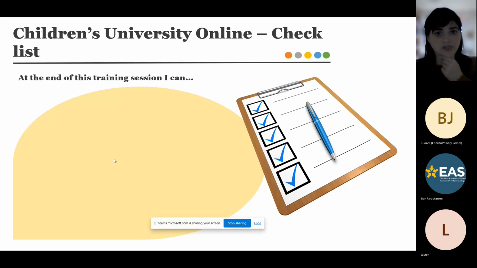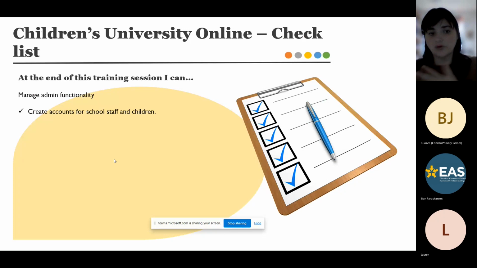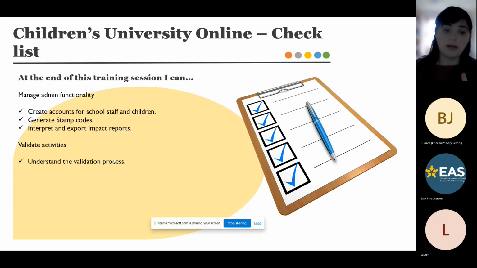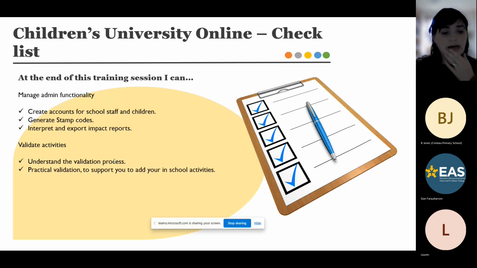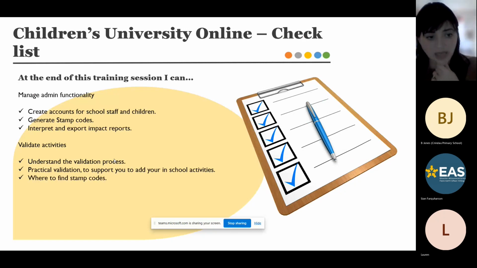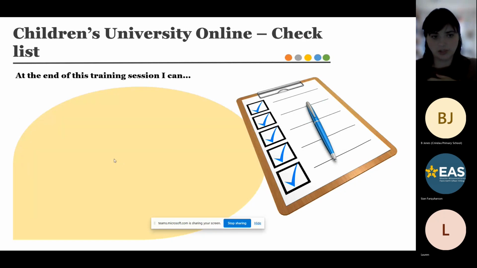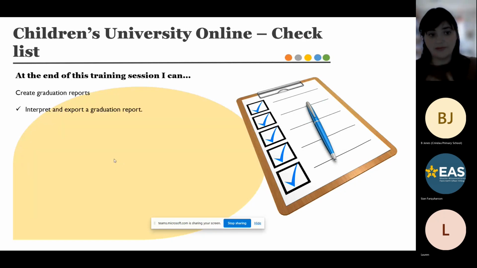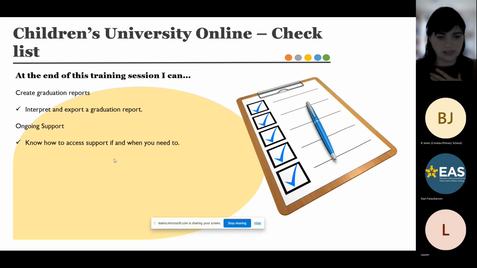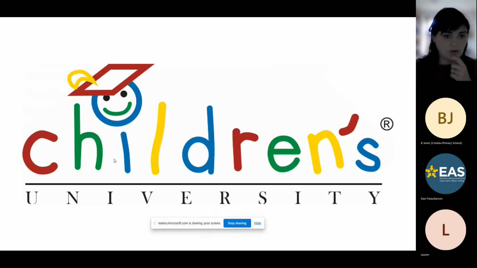So just to run through the checklist of everything we've covered: we created accounts for colleagues and children. We generated our stamp codes. We looked at the impact reports. We talked a lot about the validation process. We added an in-school activity. We talked about where to find stamp codes and how to access activities validated outside of school. And we had a quick look at the graduation report. Hopefully you know where to access support ongoing if and when you need to. So that's the end of today's session.